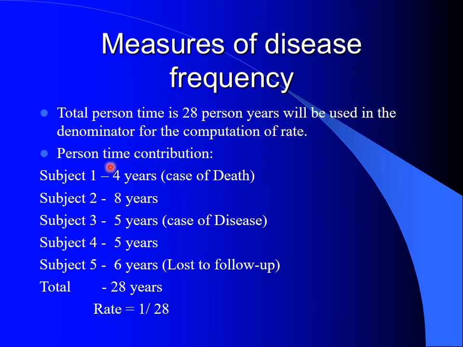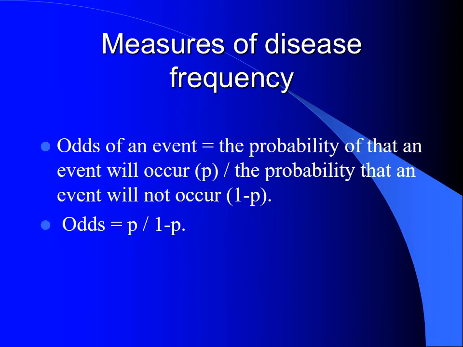So how do we calculate person time? We count them and write down for each subject, and we have 28 years. One loss to follow up, one case of disease, and one case of death. So if we are measuring the disease frequency, case of disease is 1, divided by total contribution of 28 years, 28 years of contribution.